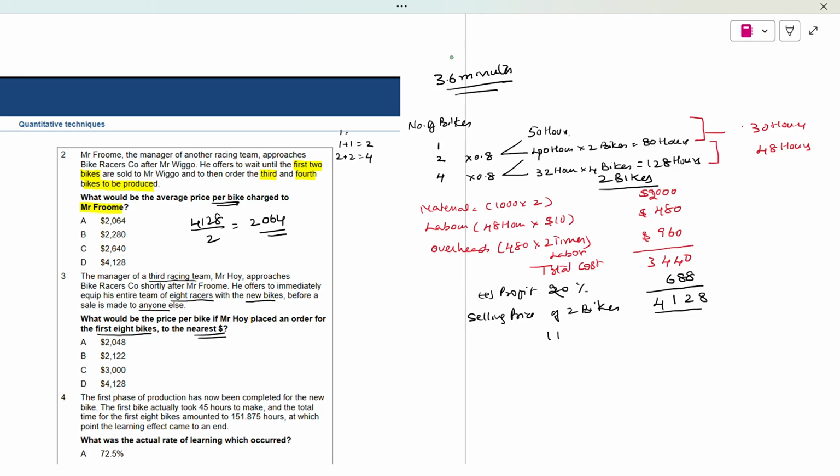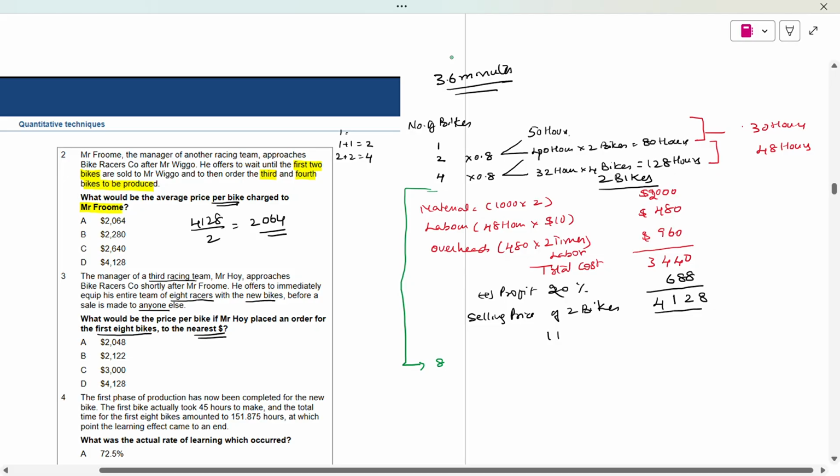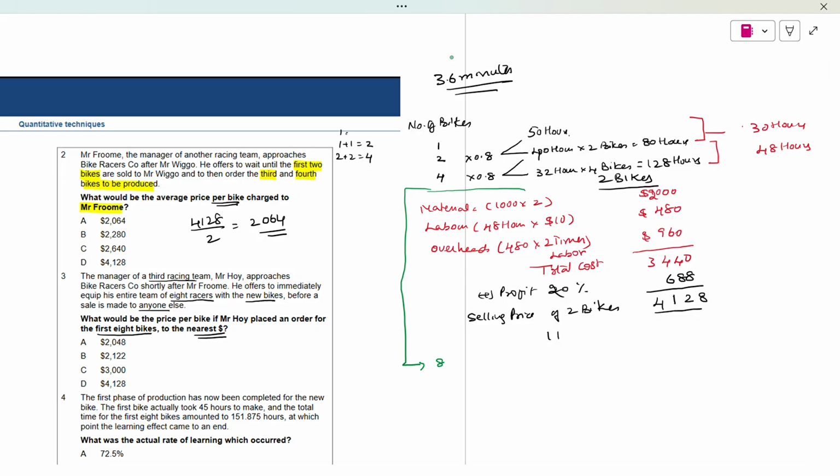For 8, you add here. If it is for 8, how much is there? 32. I am putting the things very clear for you. How much is there? 32 times 0.8. How much will we get?